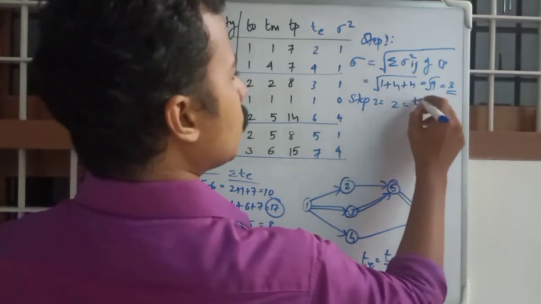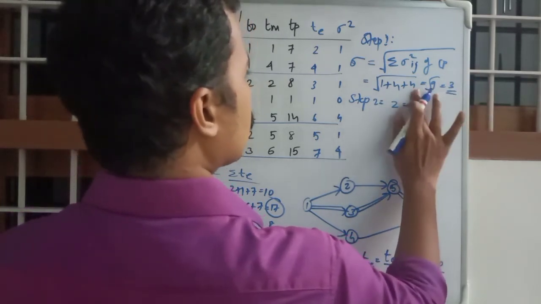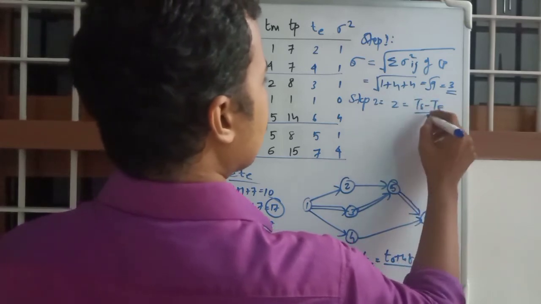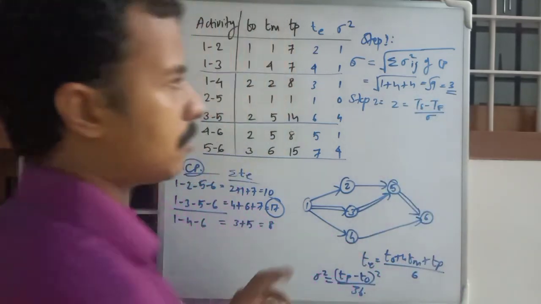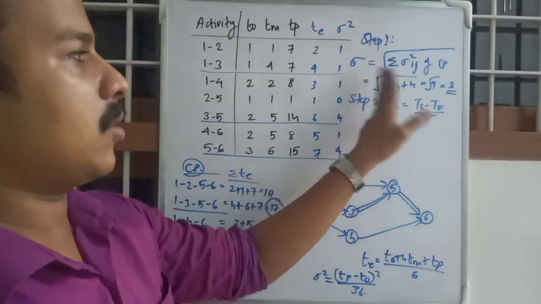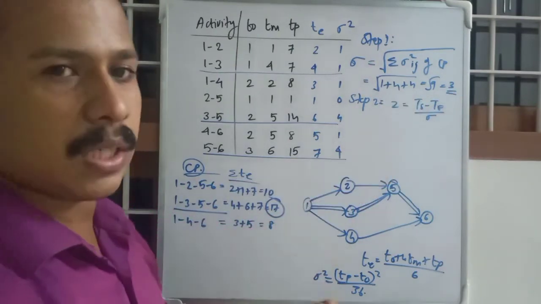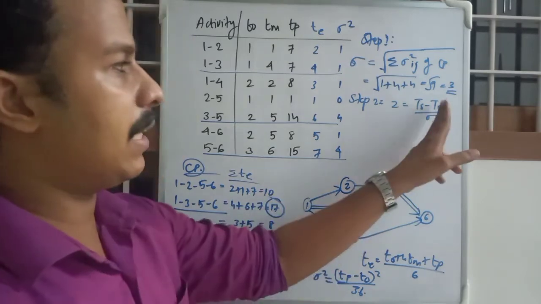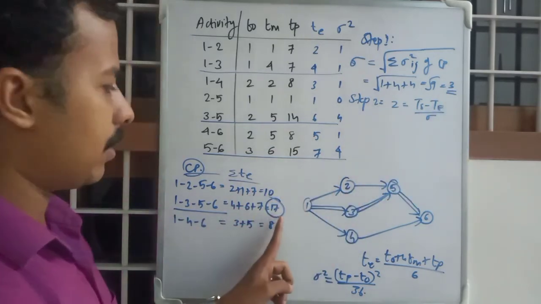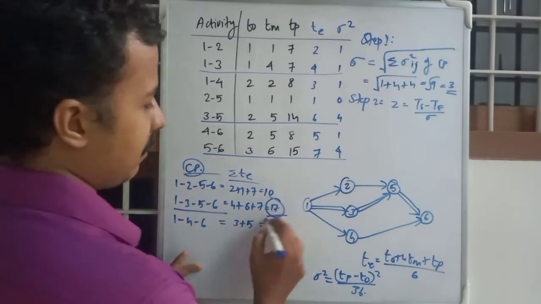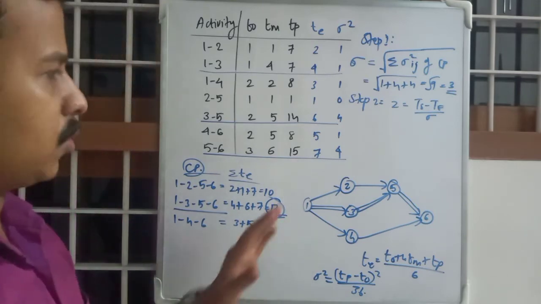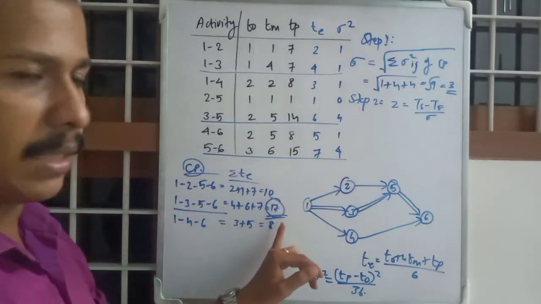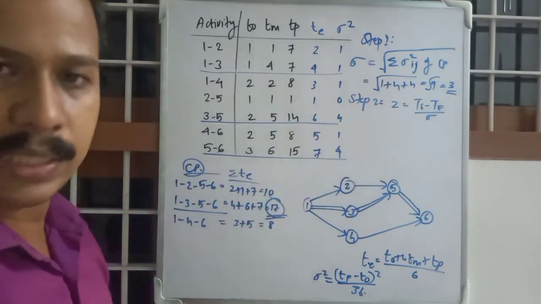So step 2, Z is equal to Ts minus Te divided by sigma. You have just found out 3 as sigma. Ts is the scheduled time duration and Te is the critical path time duration, that is 17. Okay, so in any of these cases Te will not be changed from 17. Ts will be changing with each case.